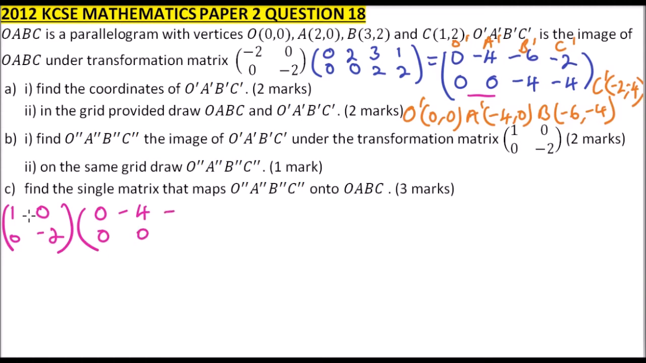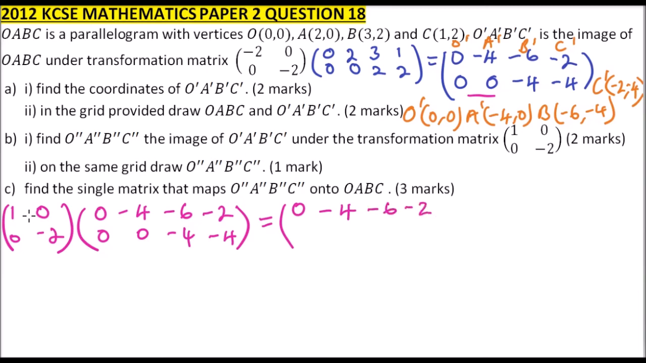We have minus 6, minus 4. We have minus 2, minus 4. And when you multiply that, you should be able to get 0, 0. You get that is 0. That is 1 times minus 4, 0 times 0, so you get minus 4. So you realize that that row will not change. So we have minus 6, we have minus 2.